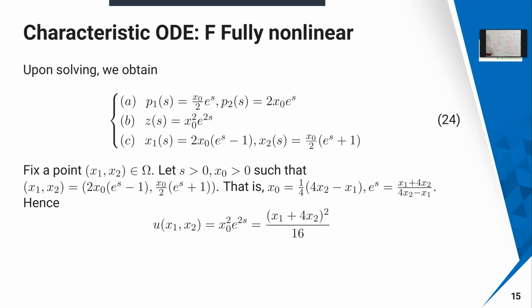So you have to integrate this one. Then you are going to get 2x naught into e power s, and some other constant is going to come. From that equation you are going to get x is going to become like 2x naught into e power s minus 1. Similarly, y of s: dy by ds is going to become p, which is nothing but x naught by 2 e power s. So for y of s, once again you have to integrate this one.